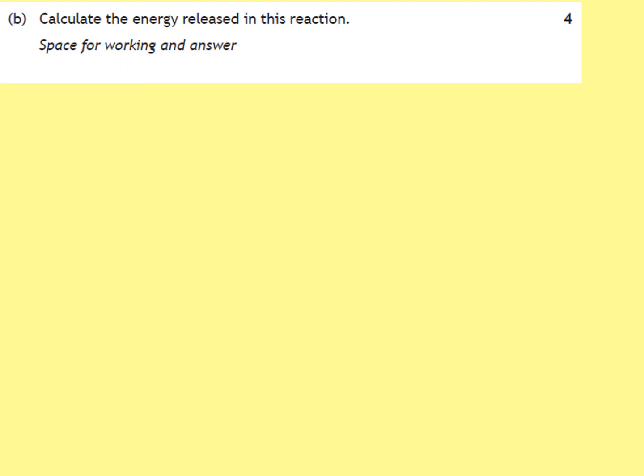We're then asked to calculate the energy released in the reaction. The information that we need for this is contained within the data that was on the previous slide. As with all nuclear reactions, we need to calculate the mass before the reaction and the mass after the reaction. So the mass before is equal to the mass of the two isotopes of hydrogen.